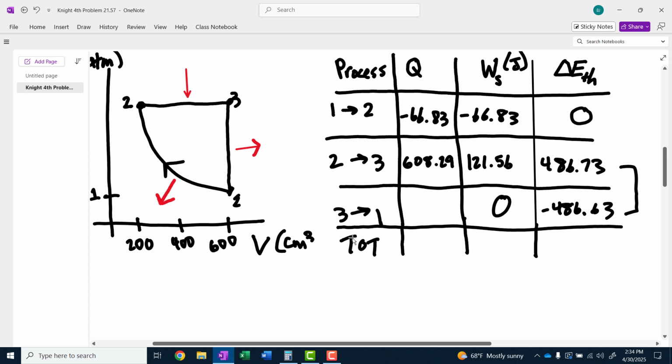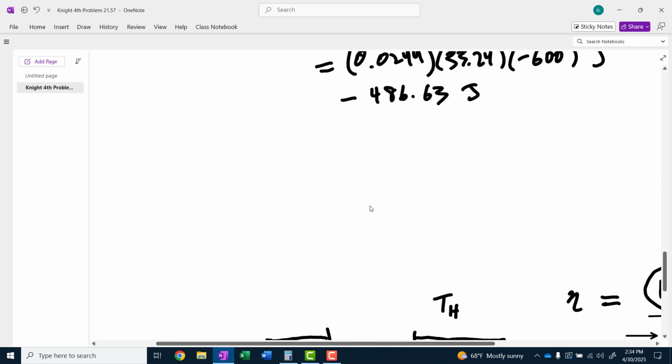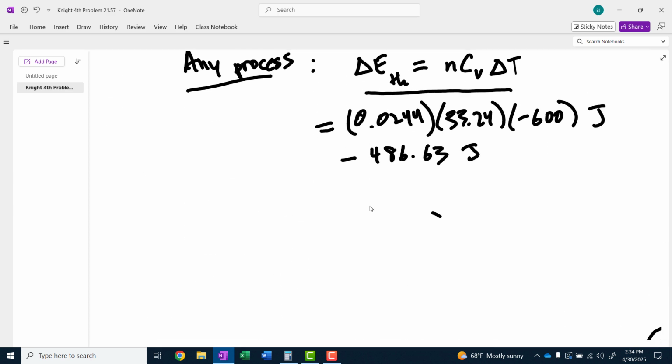Well, we're not done with this table yet, are we? The third row, we still need to find the heat Q. Well, there's two ways to do it now. We could say that the heat in this case, because it's a constant volume process, we can use this equation. You can only write this if the process actually is constant volume. You can always write this no matter what the process is.